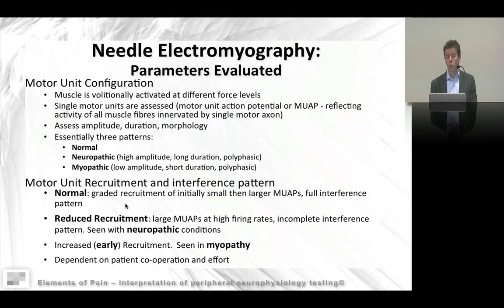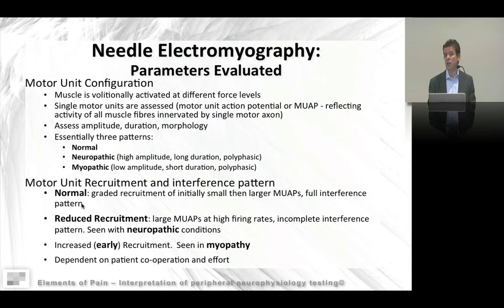We then also look at recruitment and interference pattern. And essentially, when you activate a muscle through various levels of strength, the force principle is such that at low levels of activity, you use smaller axons to fire smaller motor units. And then as you increase force, you increase the firing frequency of the motor units already in play, but then you recruit extra, bigger motor units to create more force. So as a result, what you see is a gradation from smaller motor units through to larger motor units with increasing degrees of force. Abnormalities of this pattern of recruitment can be seen with either myopathic or neuropathic conditions.